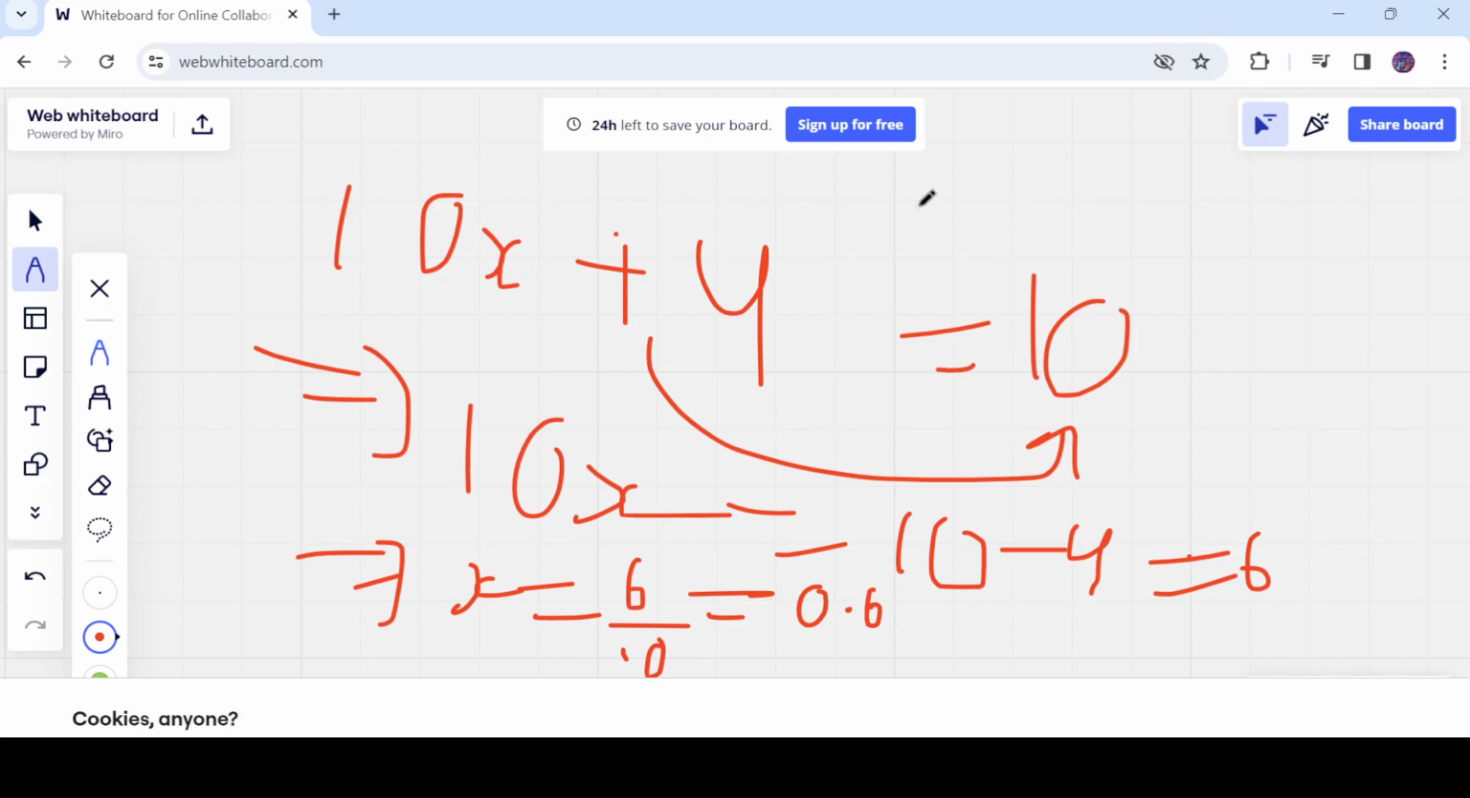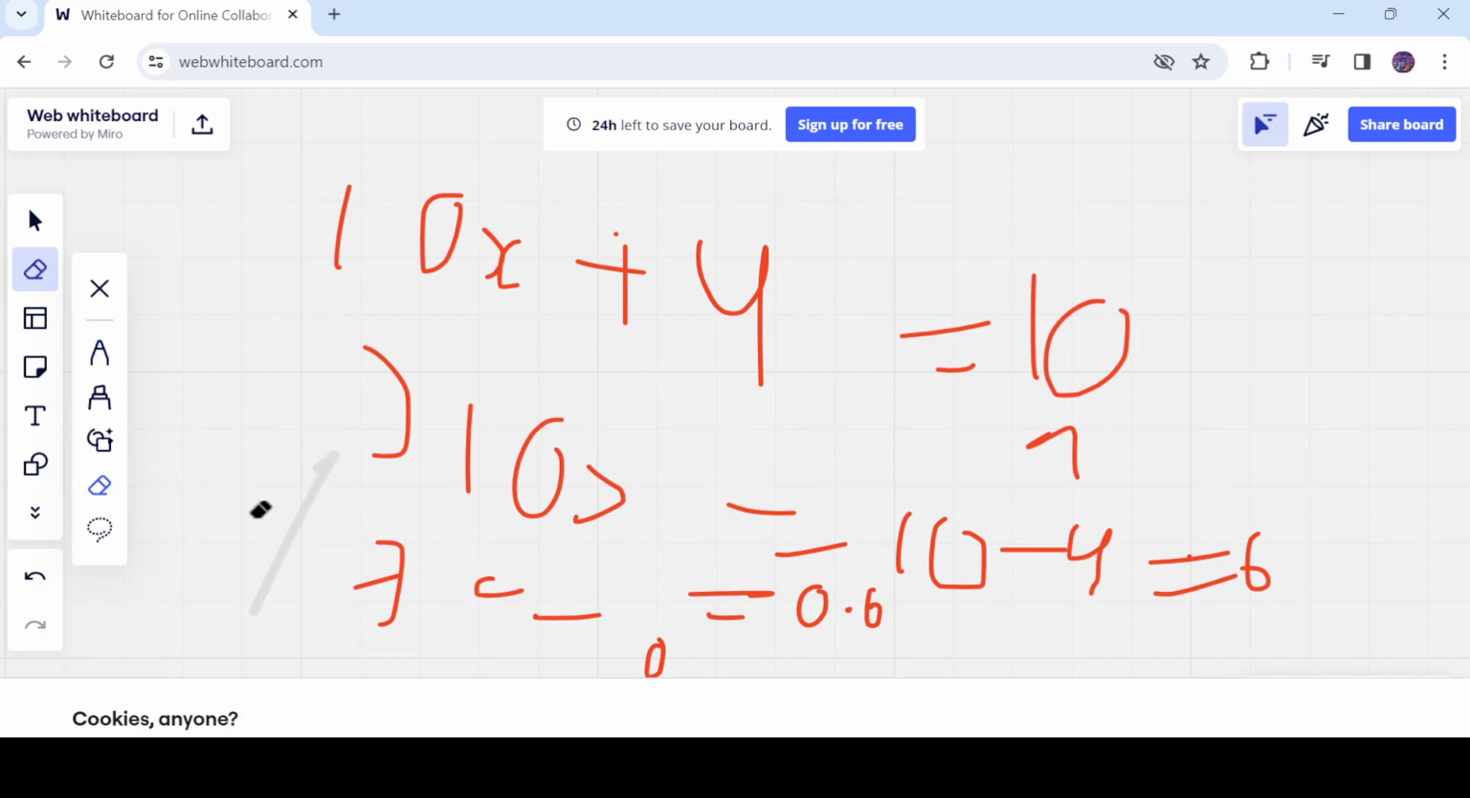I keep on forgetting the names. Anyway, really simple. Nothing much to it.